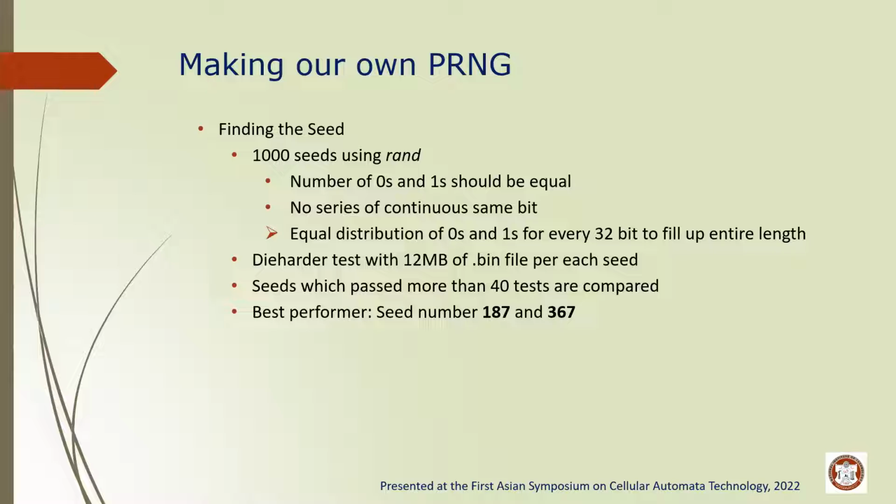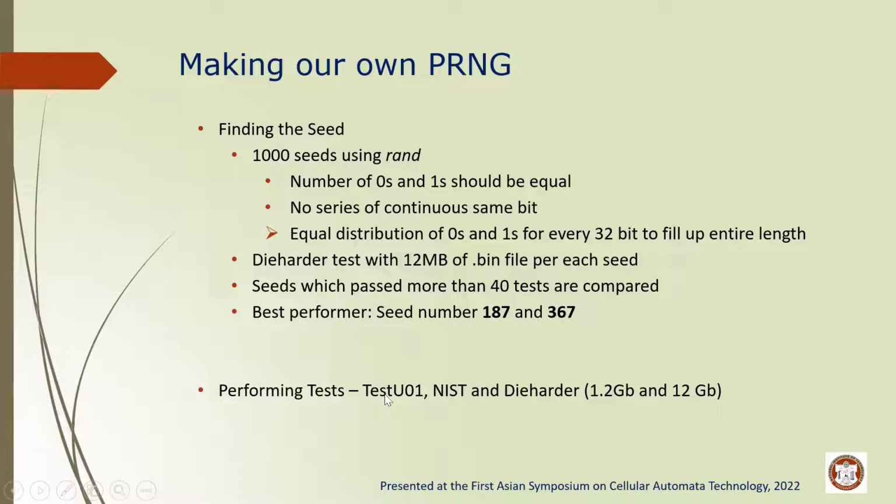Now, if we compare them, we found two seeds, seed number 187 and 367. You understand that 1409 is the length of the seed, so we just gave numbers to those seeds. These two seeds were performing very well, so we took them as our seeds.